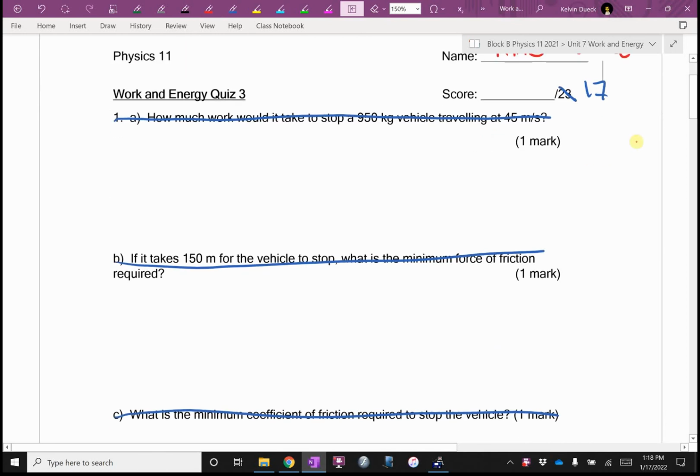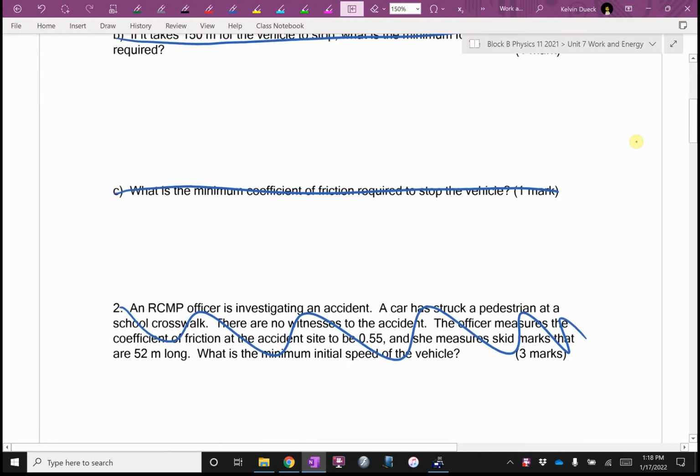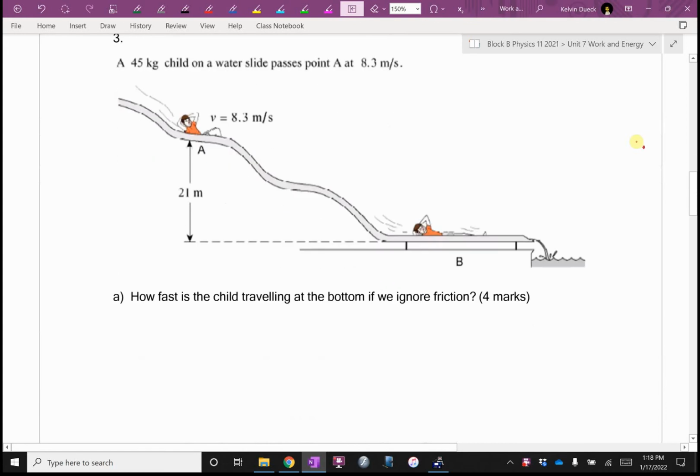Number 1, we skipped this year. Number 2, we skipped this year. So number 3, a child on a water slide passes point A at 8.3 meters per second. How fast is the child traveling at the bottom if we ignore friction?